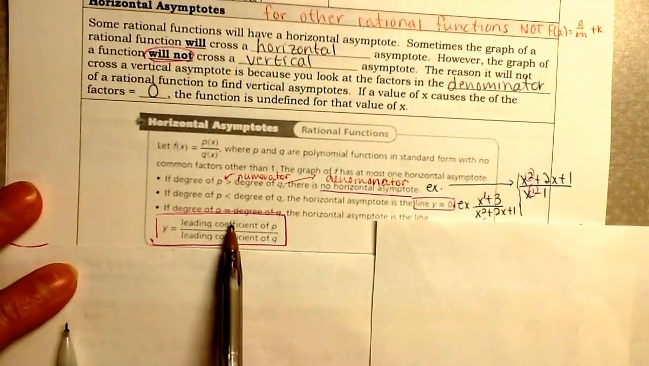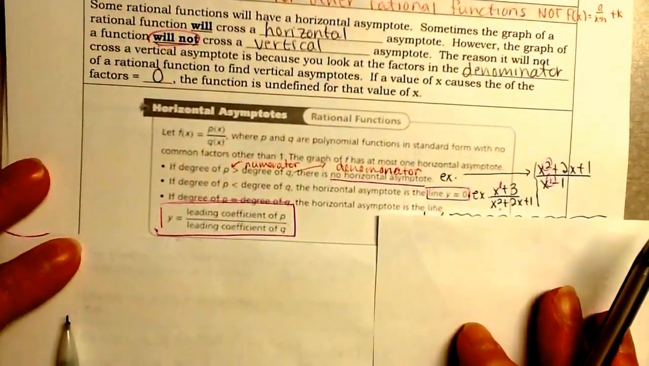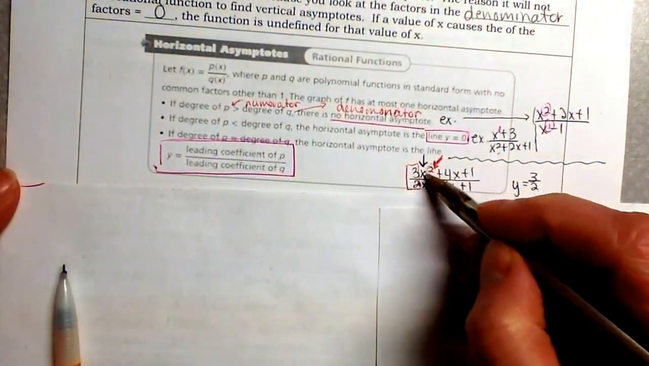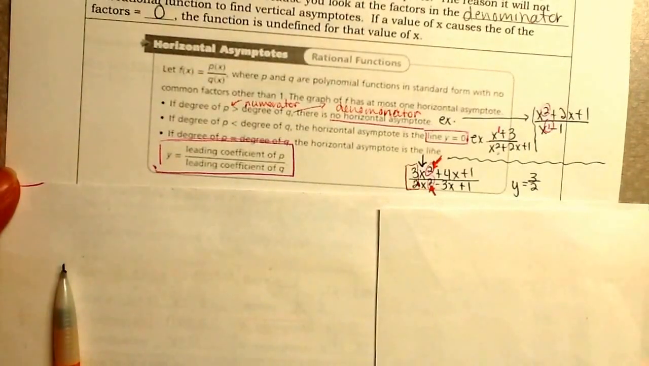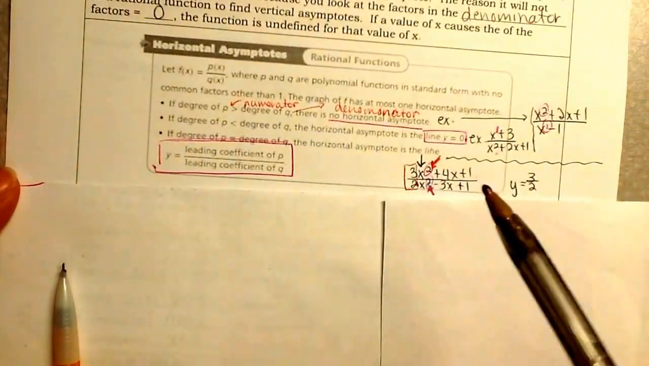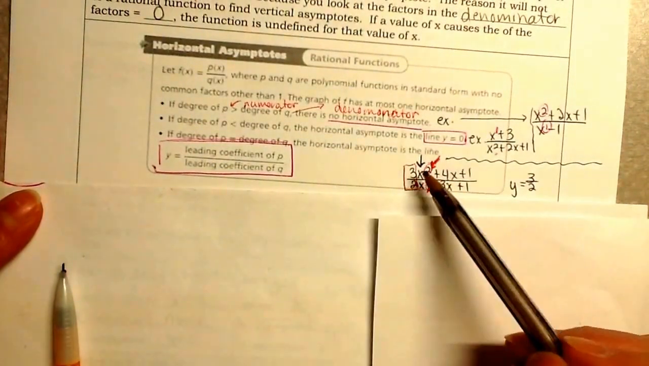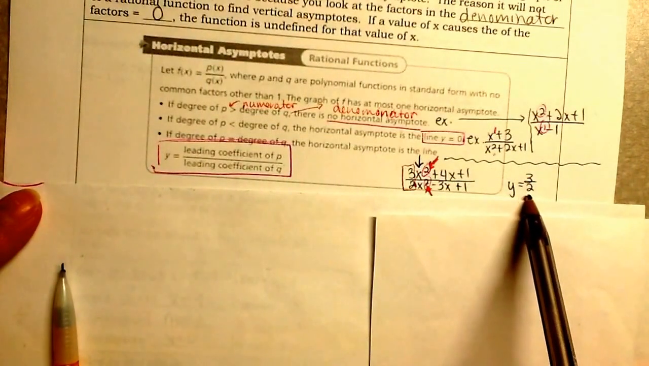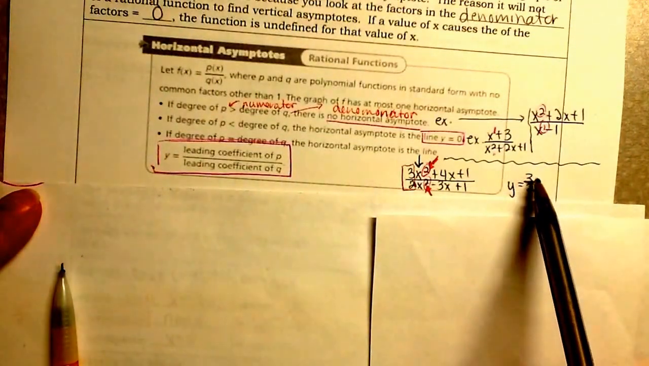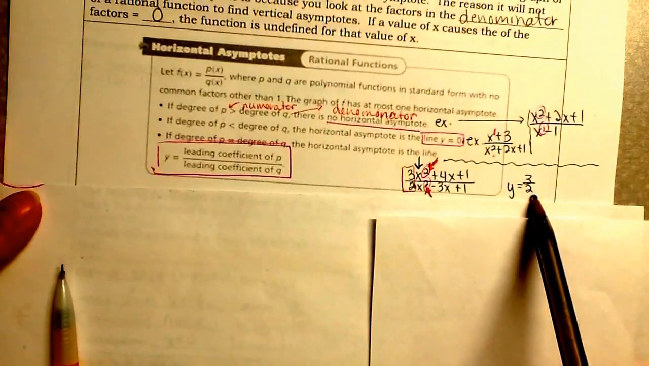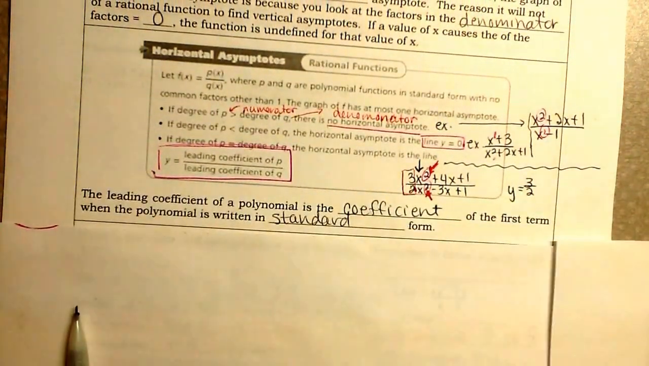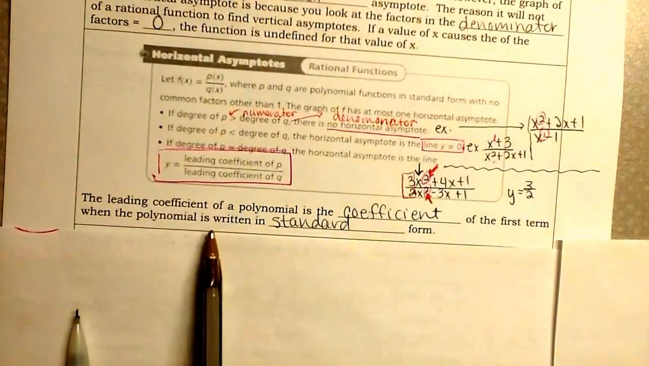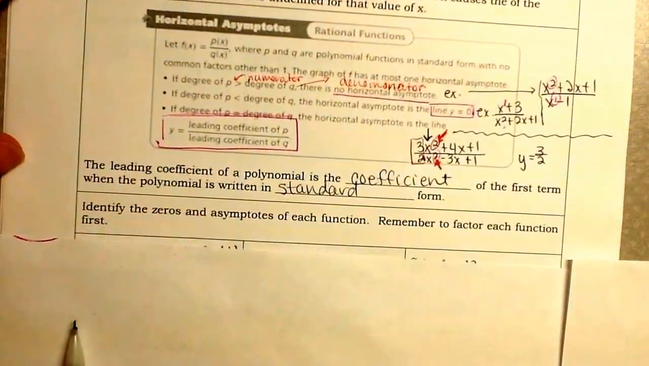All right, if the degree of P equals the degree of Q, and here's the example for that, they're both squared. Now, they could be both cubed, they're both to the fourth, it doesn't really matter. But if they're identical, then what you do is you take the leading coefficient of P and the leading coefficient of Q. So make sure you're in standard form. That means our horizontal asymptote is going to be 3 over 2. Okay, and just a reminder, the leading coefficient of a polynomial is the coefficient of the first term when the polynomial is written in standard form.